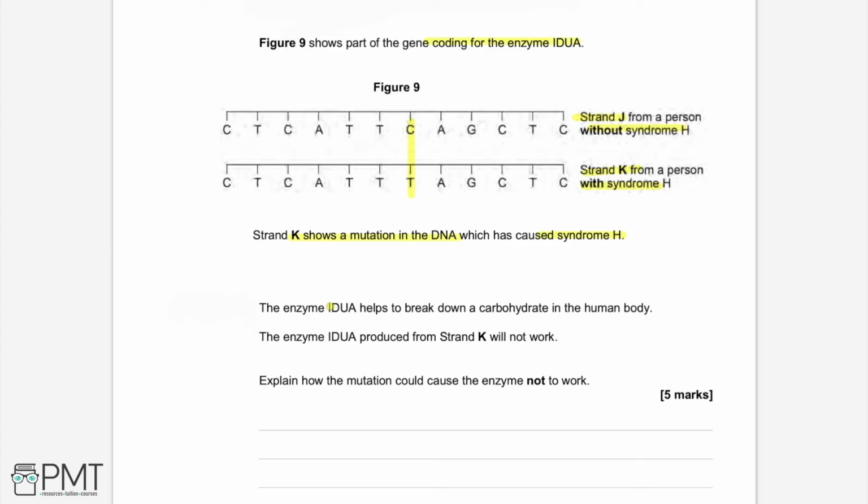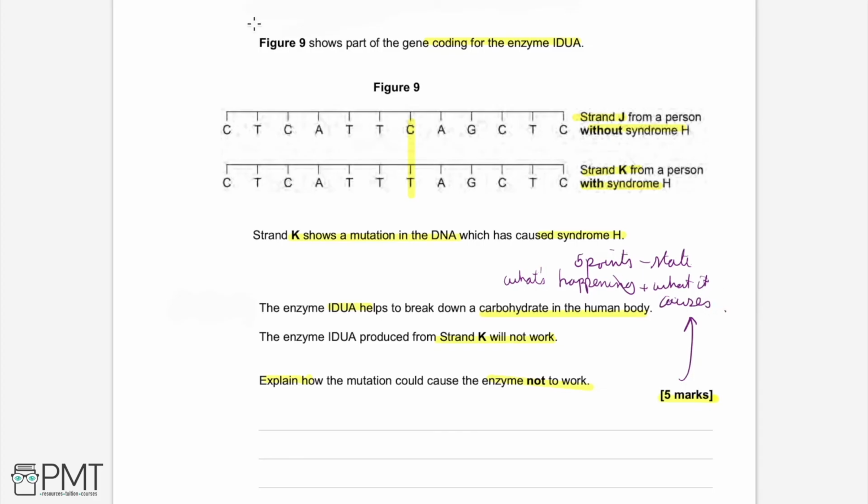The enzyme IDUA helps to break down a carbohydrate in the human body. The enzyme IDUA produced from strand K will not work. Explain how the mutation could cause the enzyme not to work. So this is an explain question. We want to make 5 points. And in this we need to state what is happening, the mutation, and also explain what this causes in detail.